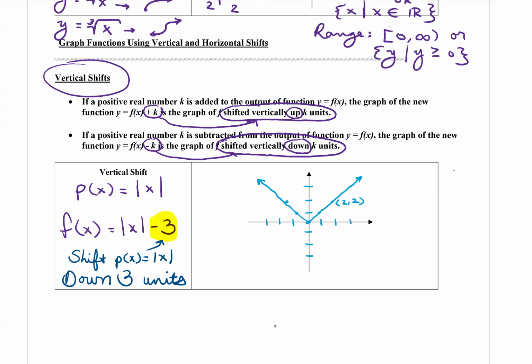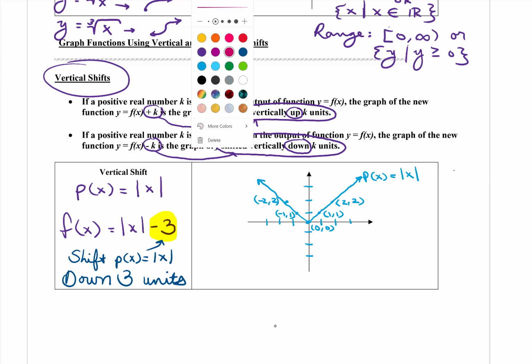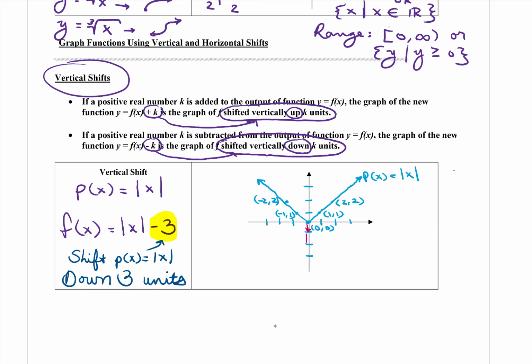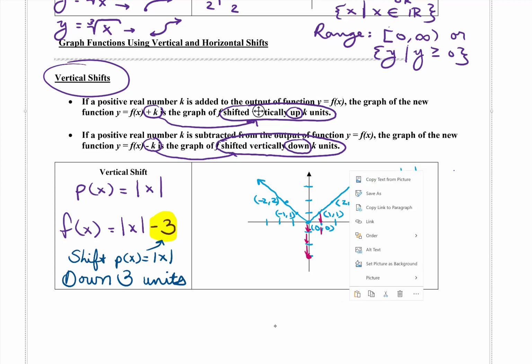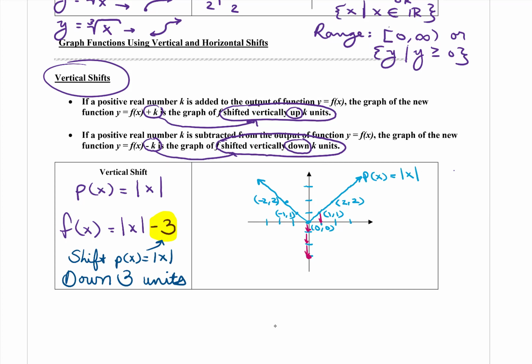I'm going to label my points because that might make it easier to figure out what the points of my new function are going to be. And I'm going to label my parent function. Now, each one of these points is going to be shifted down 3 units. So this vertex here at the origin goes down 3 units. This point here at 1, 1 is going to go down 3 units as well. And the point 2, 2 is going to go down 3 units, and so on.